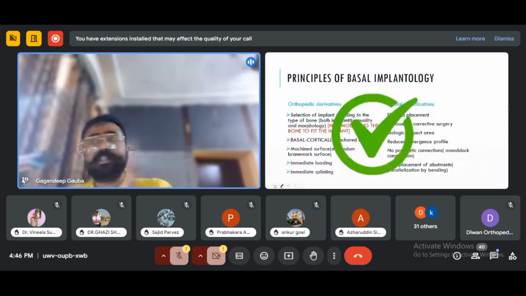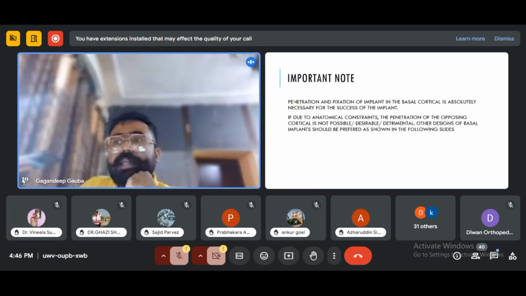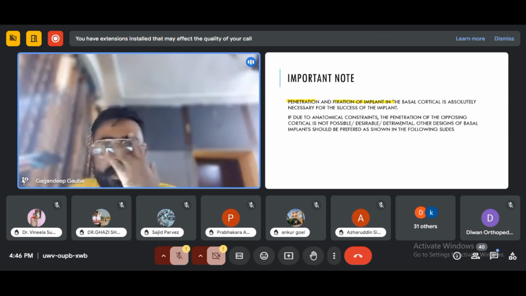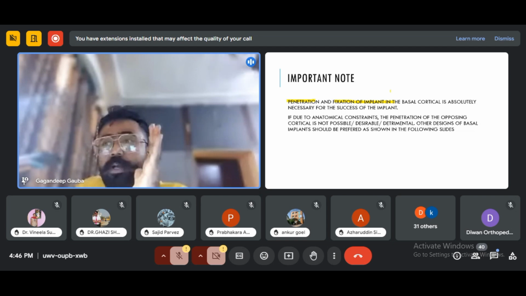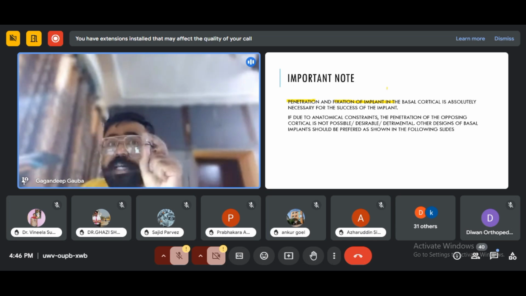हाँ जी सर, अब ये स्लाइड से देख लीजिए प्लीज. So, an important note is that the second cortex has to be penetrated and the implant has to be fixed. When we are using a basal cortical screw, we are bound that the second cortex has to be perforated and the threads of the implant should be engaging the second cortex. Right, this is very important for the success of the basal implant.